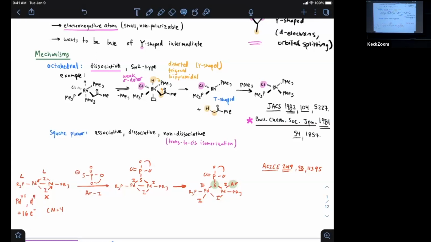This is a really seminal report from the first author. Actually, the only author is a now very famous organometallic chemist, David Milstein. This was from his time at DuPont, actually. And so Milstein was able to synthesize this stable alkyl rhodium hydride.